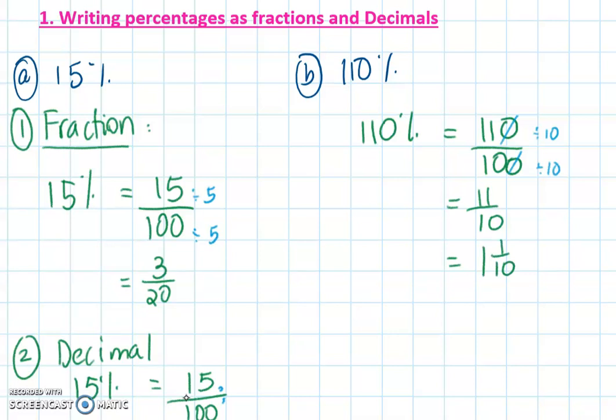Now let's change that to a decimal. So again, same process. We have 110% to a decimal. 110 divided by 100. Decimal point right at the end. Dividing by 100 means we're shifting 2 places to the left, and we end up with 1.1.